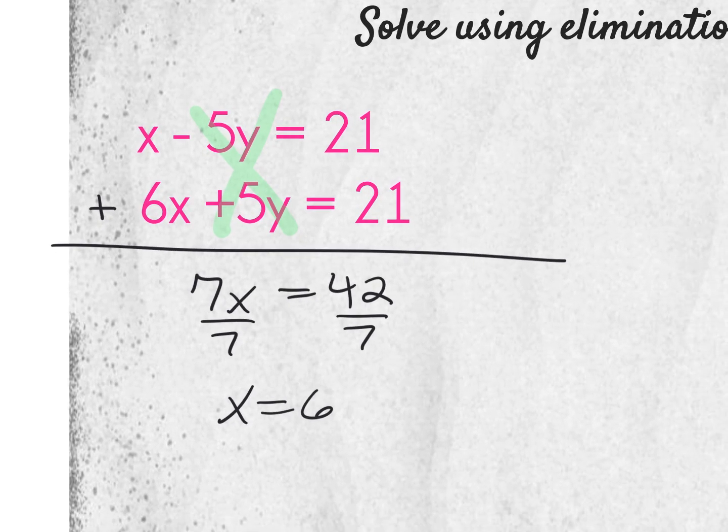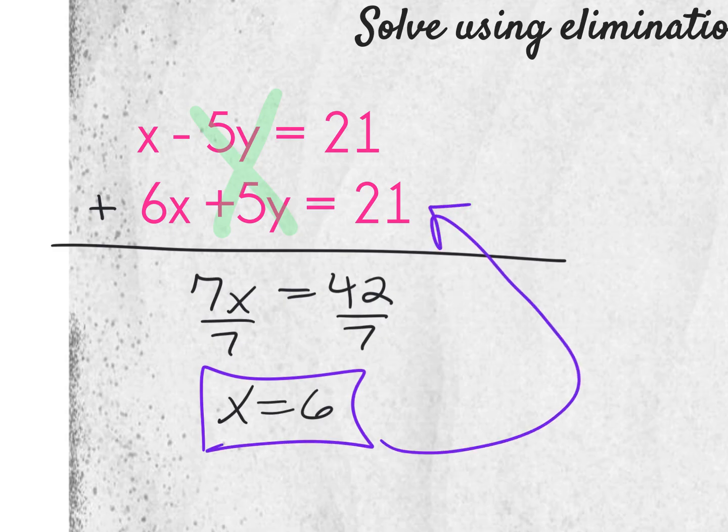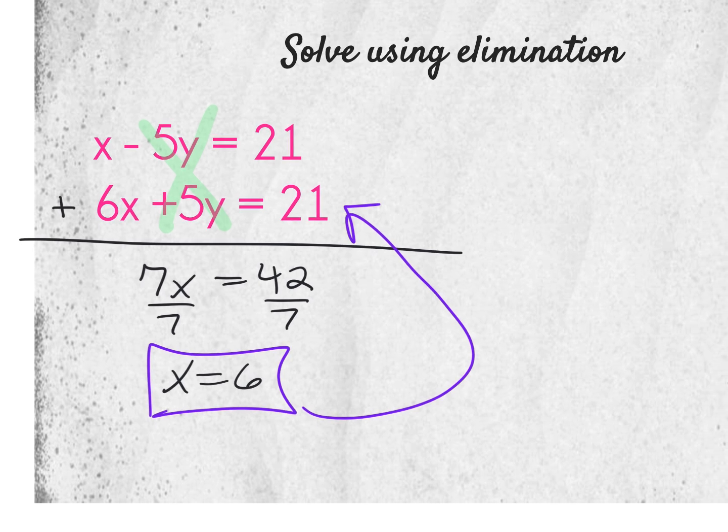Now I need to find y. So now I take my newly found value of x and go back to the beginning. And you can totally choose whichever one you want. So let me take the first one. So we get x minus 5y equals 21. I'm going to take out x, and put in a 6.